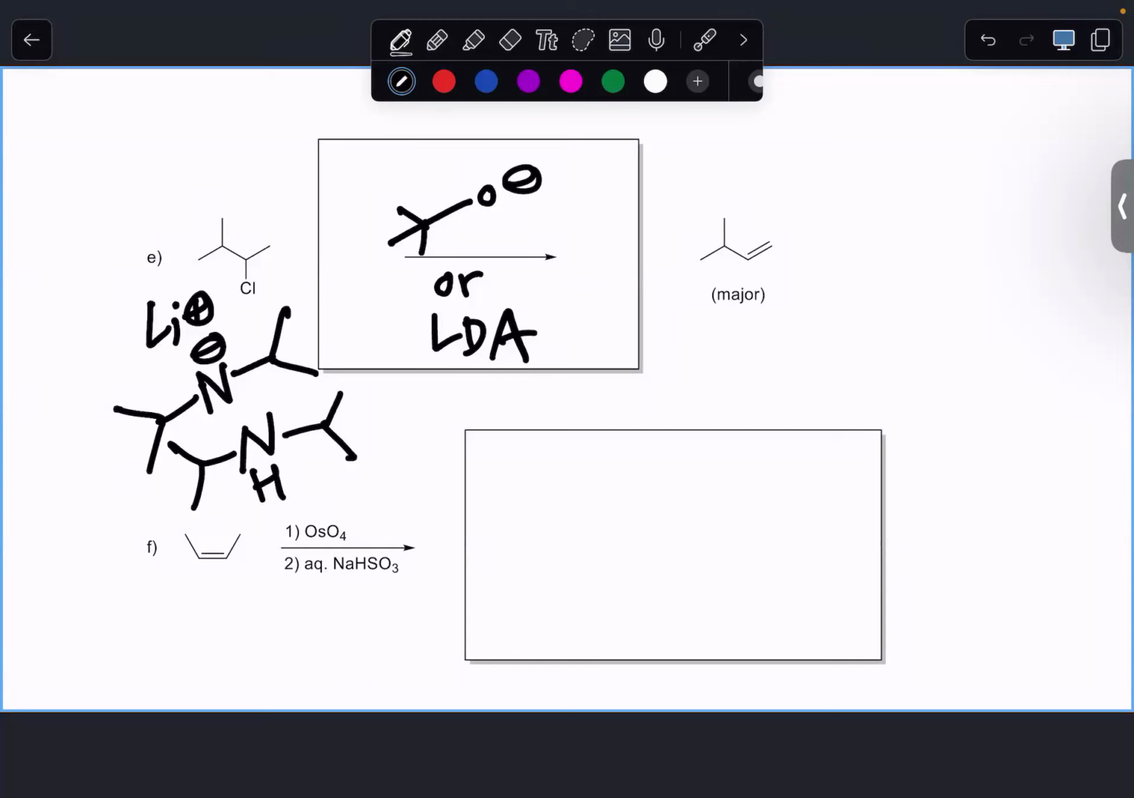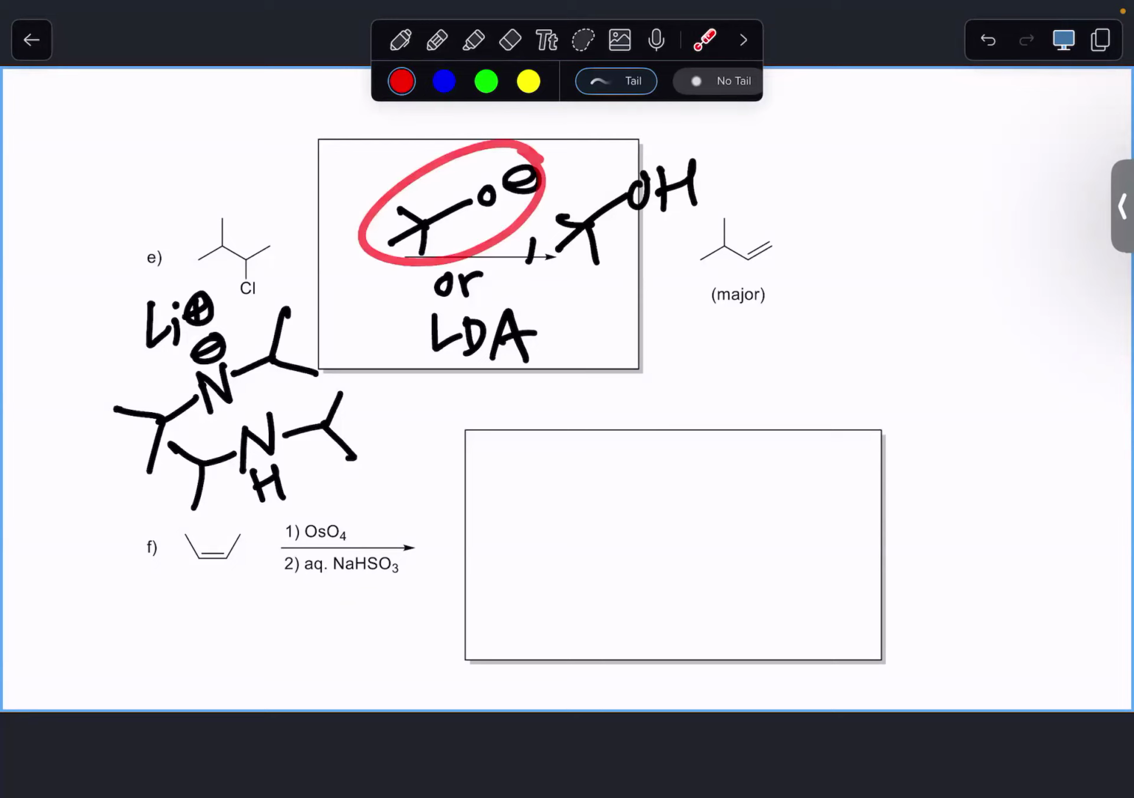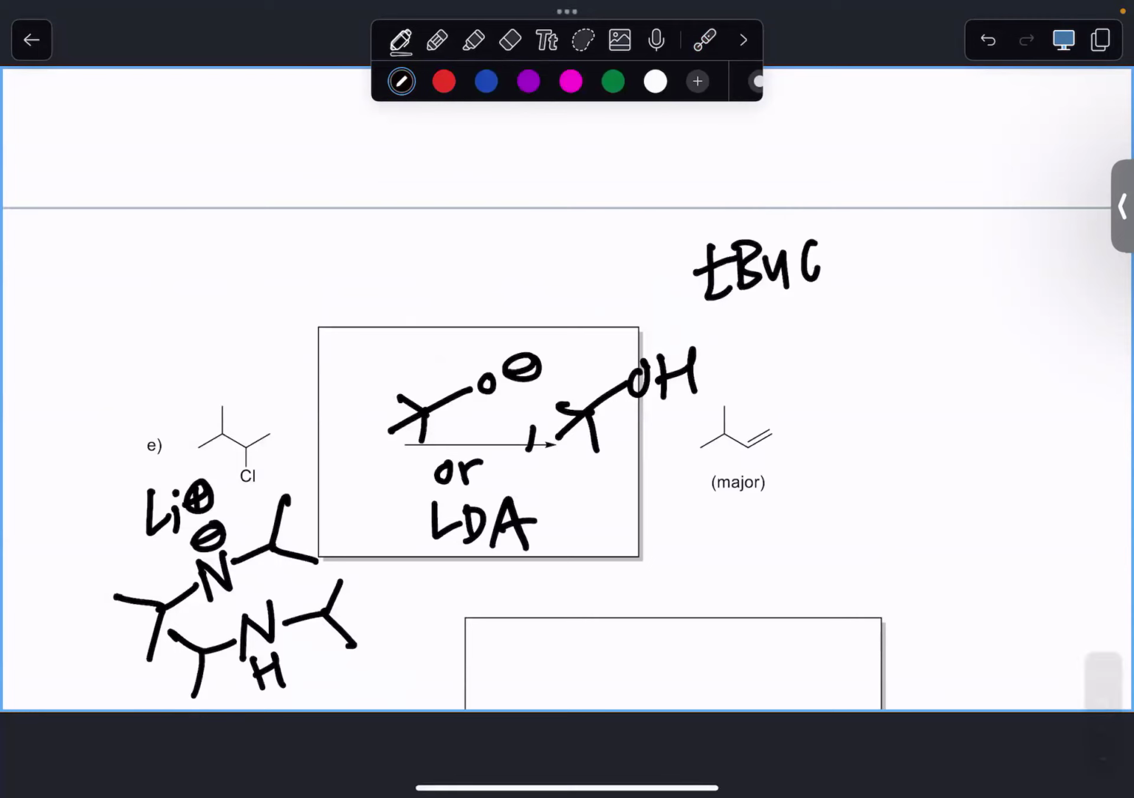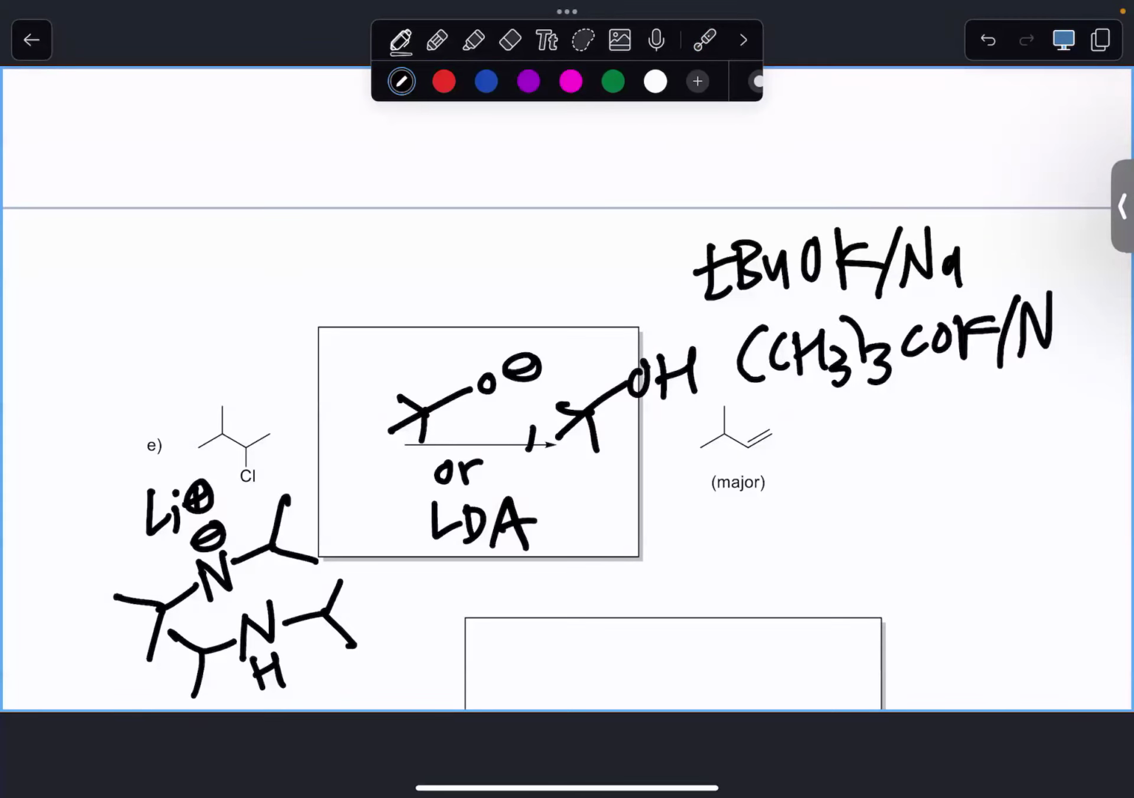Right. But then for tert-butoxide, don't you need to put like CH3? Yeah, that is the solvent as well. But for synthesis, they will accept this as the answer. You could also see it as t-BuOK or Na, or you can see it as (CH3)3COK or Na. The K or Na part means that it is fully positive charge, making that oxygen fully negative. But that's the exact same thing as this here.